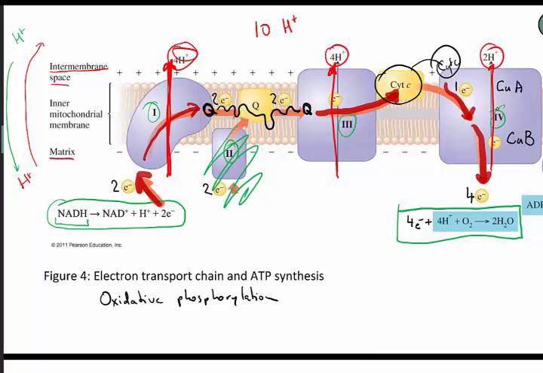Okay, so we're coupling a downhill reaction, the redox reaction, with an uphill reaction transporting protons towards the higher concentration, so towards the intermembrane space. None of this made any ATP yet. So what happened here is we're building up this proton gradient.